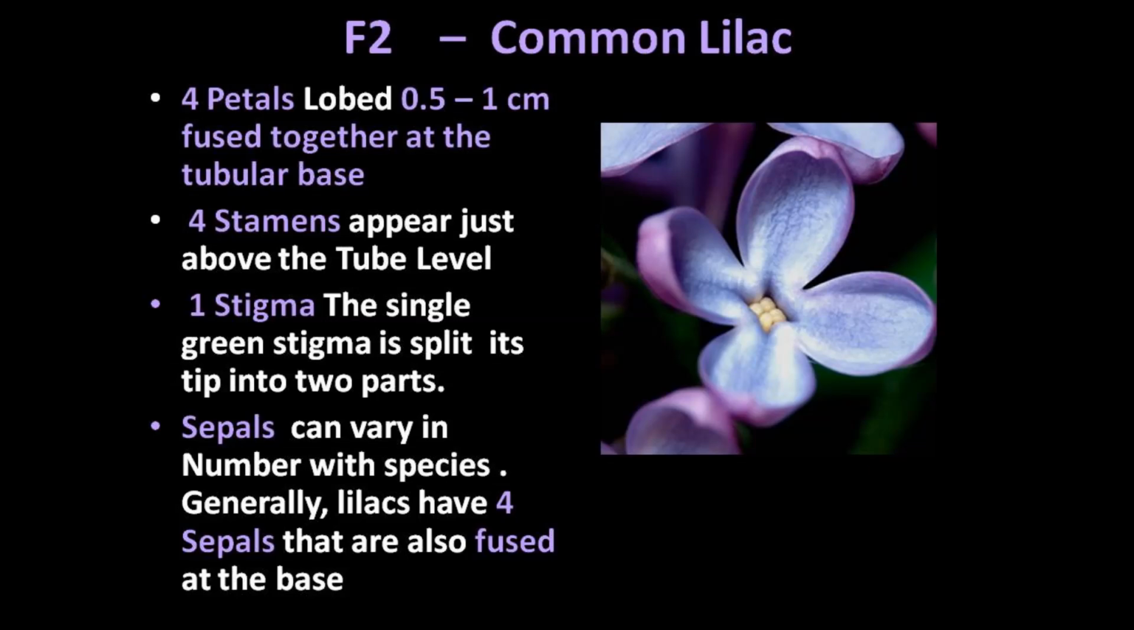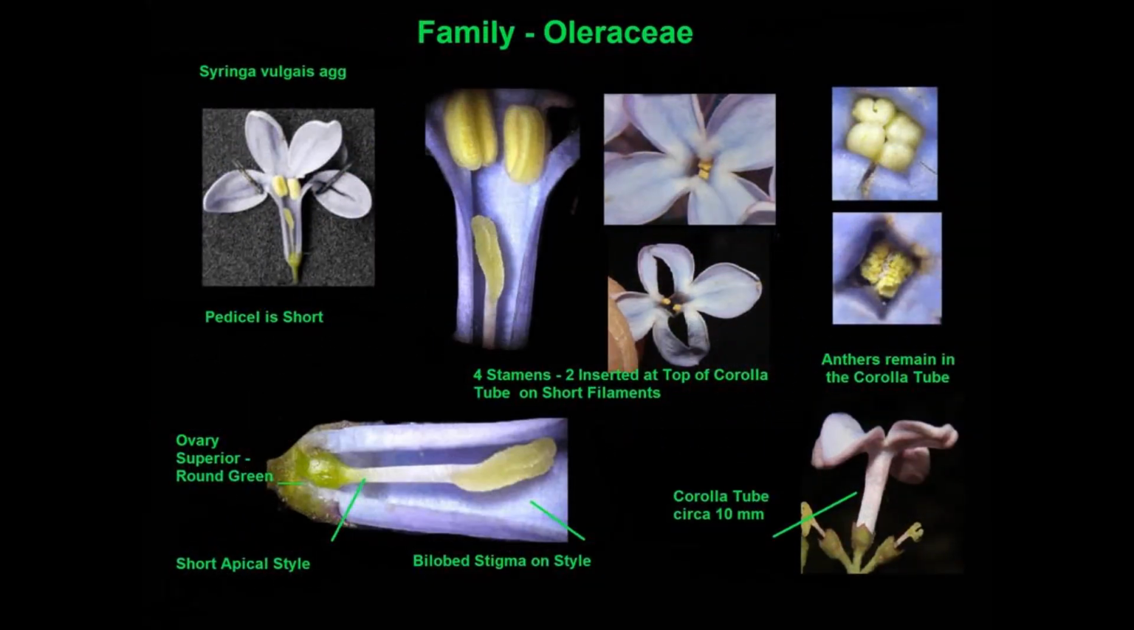As stated, individual flowers are approximately 1 centimetre across and, critically, are fused together at the tubular base. The plant has 4 stamens just above the tube level. It has 1 stigma, a single green stigma split into 2 parts at its end, and is therefore bilobed. Sepals can vary in number with species, but generally lilacs have 4 sepals that are also fused at the base, as per the previous slide.